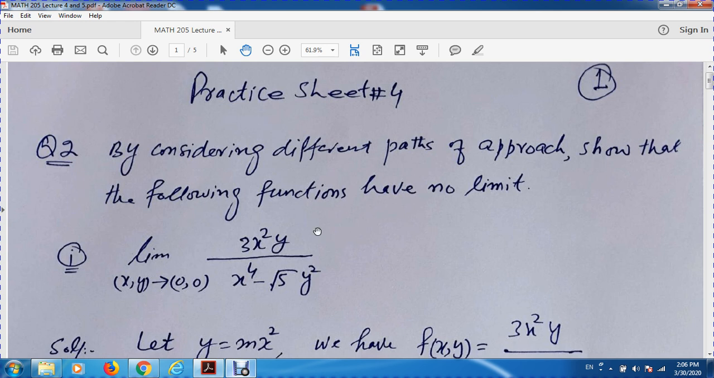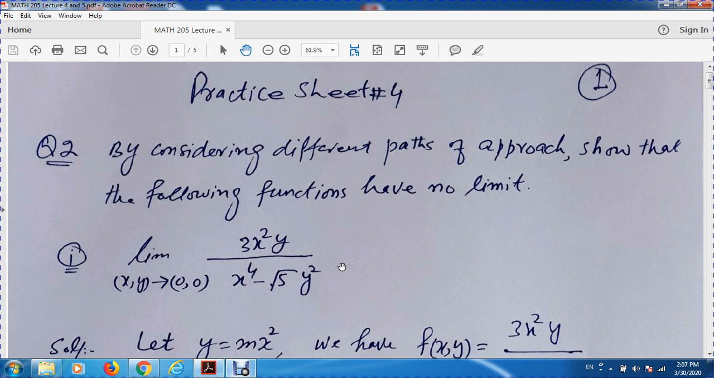Question number 2 is: by considering different paths of approach, show that the following functions have no limit. Now the question is very clear. What do we have to prove? We have to prove this function has no limit. If you remember your Calculus 1 course, you also solved limit problems, and sometimes the limit exists and sometimes the limit does not exist.